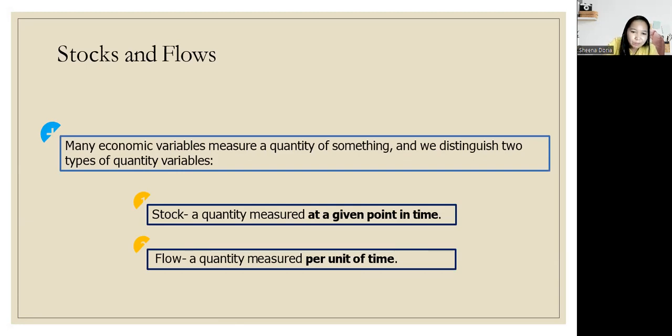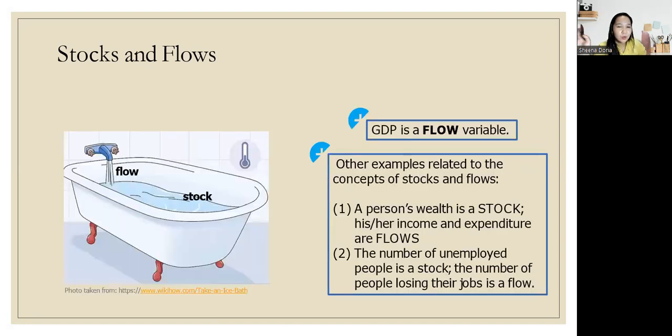Okay, so we need to learn also about the difference between a stock and a flow. Okay. Paano nga ba natin malalaman kung ang isang variable ay stock or flow? Is GDP a stock or flow? Okay, so a stock is a quantity measured at a given point in time. Okay? Ang flow naman is a quantity measured per unit of time. To discuss further, ganito ang itsura or ito yung reference natin. Paano nyo malalaman kung stock siya or flow?